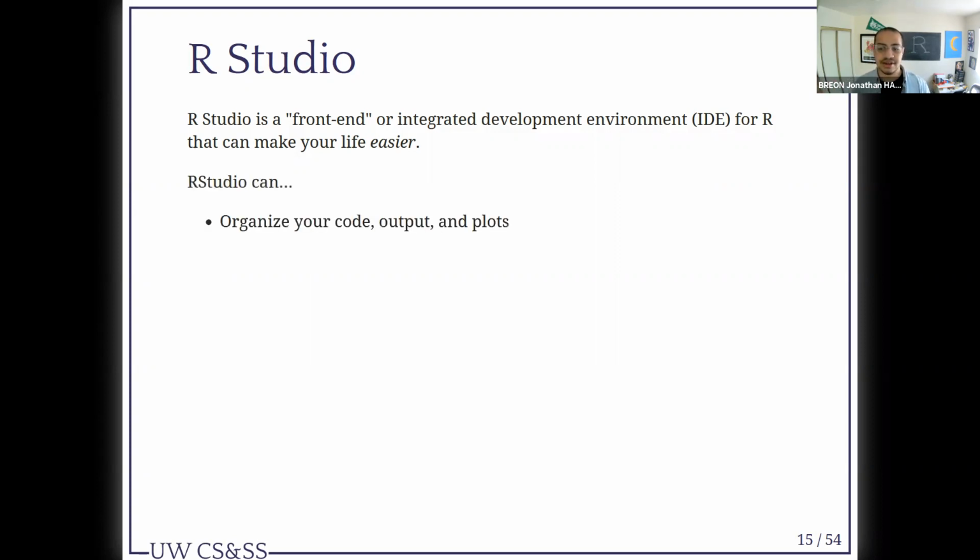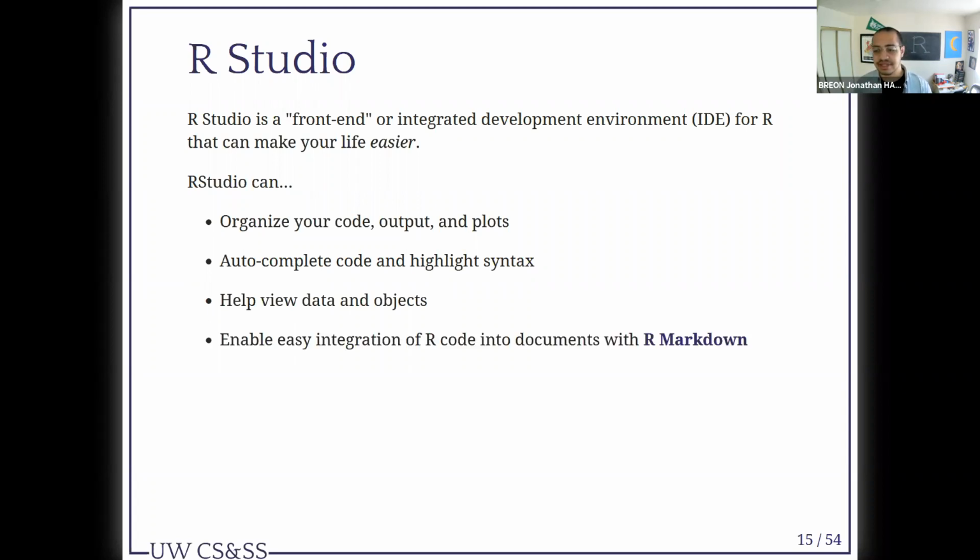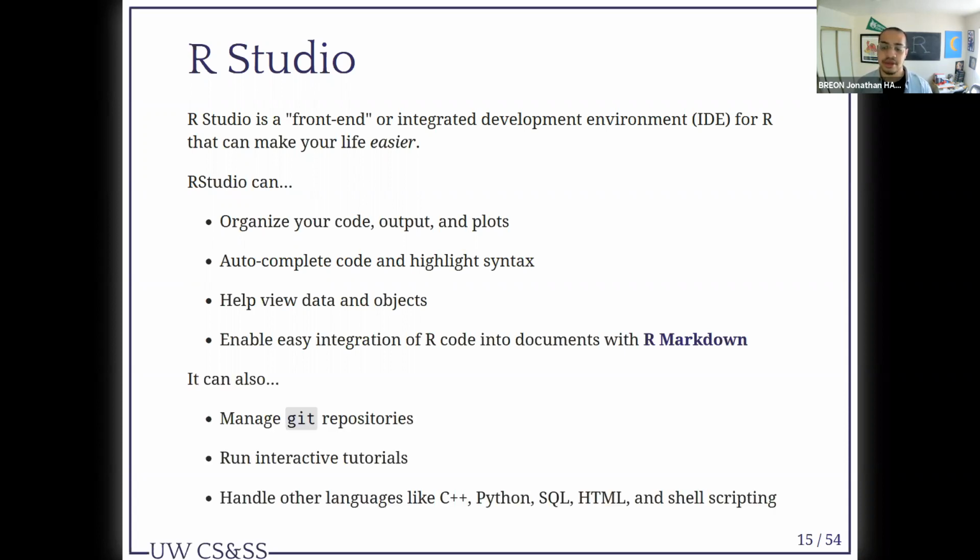RStudio can organize your code, outputs, and plots. It can autocomplete code and highlight syntax. It can help view data and objects. It enables easy integration of R code into documents with R Markdown. It can also manage Git repositories and run interactive tutorials and handle other languages like C++, Python, SQL, HTML, and shell scripting.